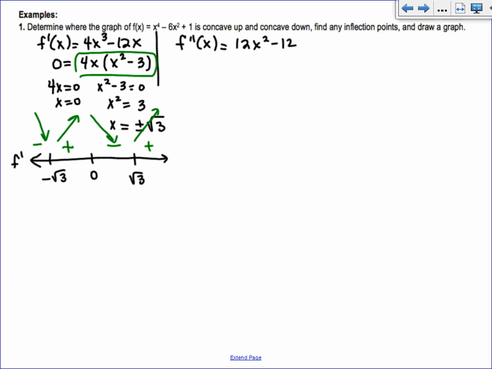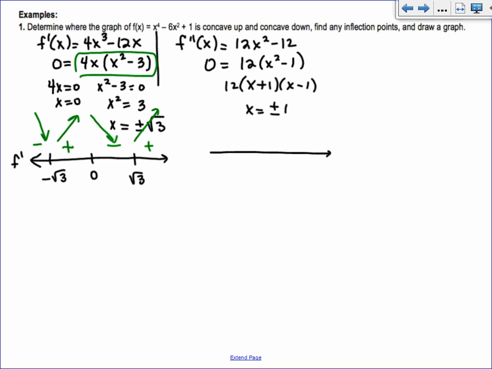Always think, does that make sense for the original? Yeah, it's an x to the fourth, right? It's a W shape. Okay, now let's do f double prime. So f double prime I set equal to 0. I pull out the common factor, which is 12. I have x squared minus 1. I can't do 12 equals 0, so I do x squared minus 1 equals 0. In other words, I can factor x plus 1, x minus 1. So I get x equals plus or minus 1.